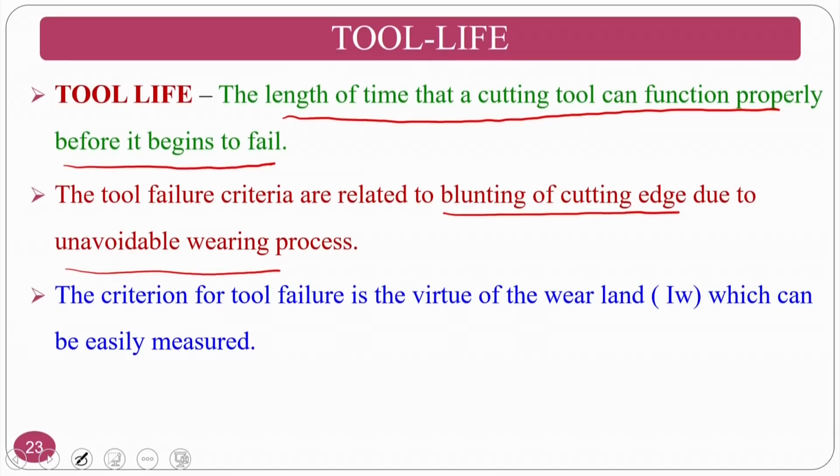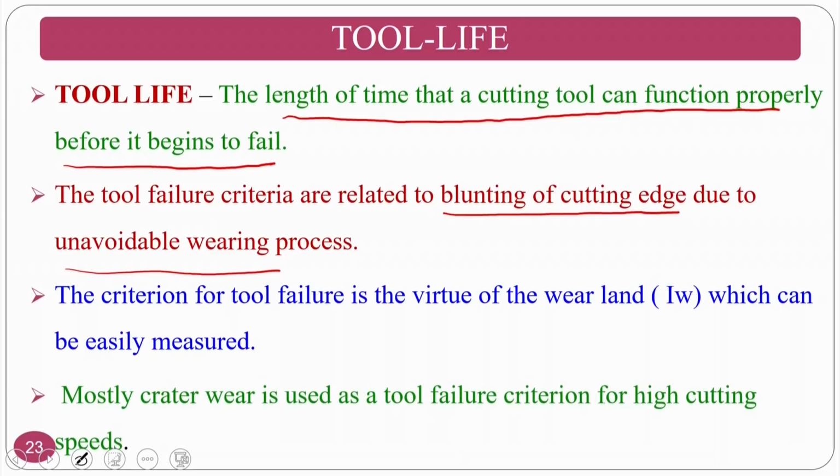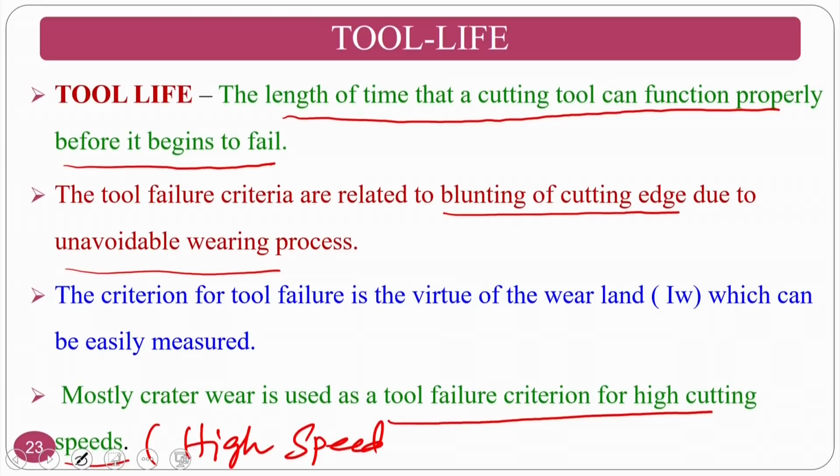The third one is the criteria of the tool failure by virtue of wear length, which can be easily measured. And then most crater wear is used in tool failure criteria. I said that in high cutting speed, that is high speed machining basically. Normally here crater wear will be the criteria. Okay. So, that is what I want to convey.